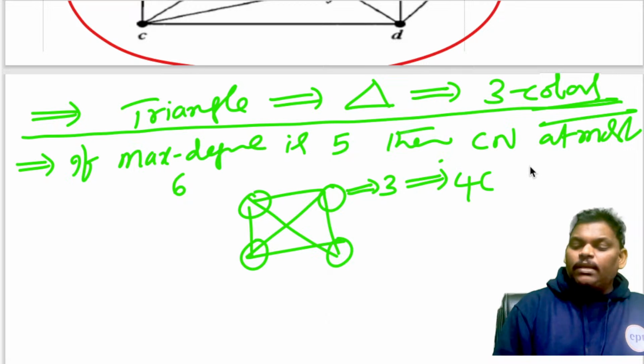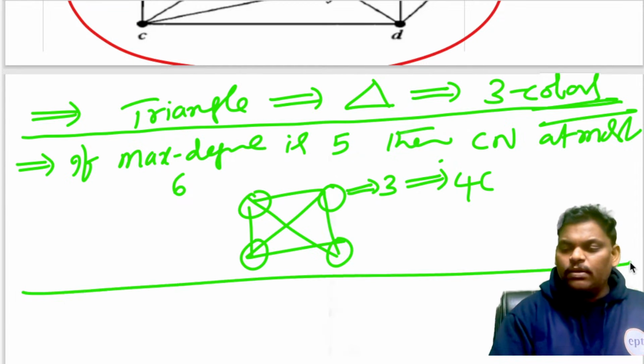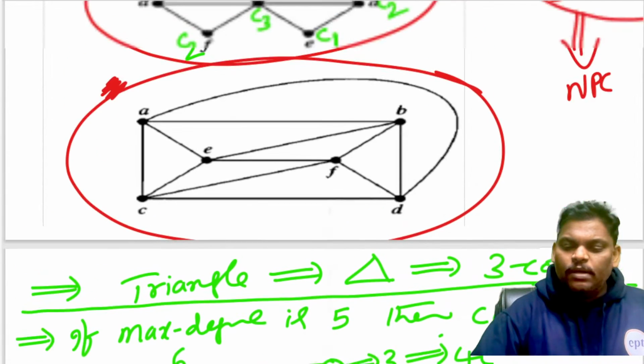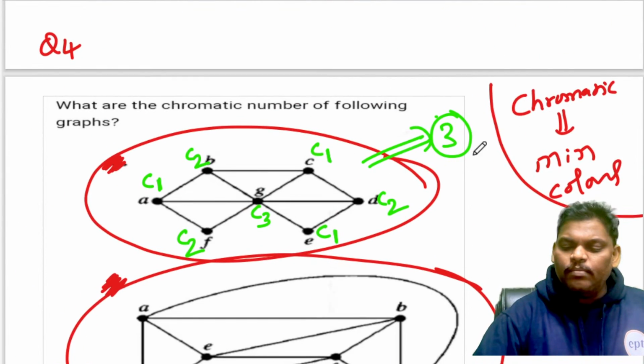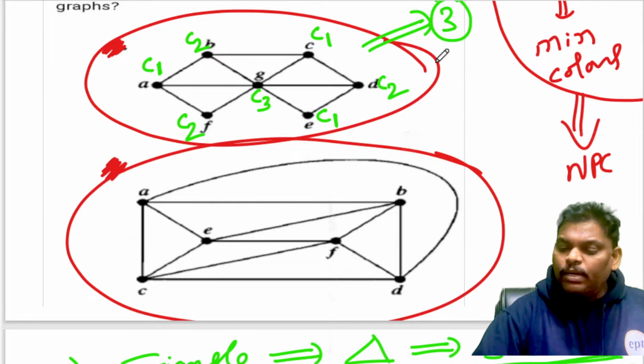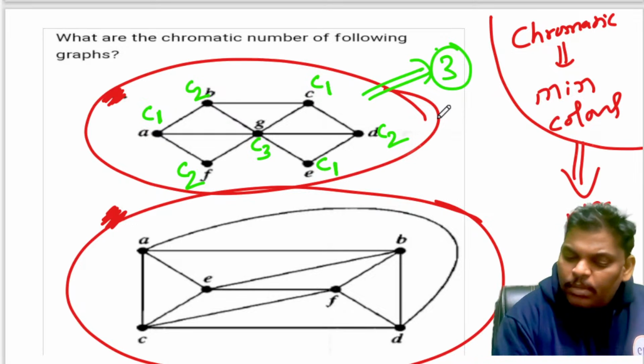If maximum degree is 5, then chromatic number is at most 6. Example also I gave. Check. Now come here. First diagram, chromatic number is 3. And one more important thing is, the first one is a planar graph.